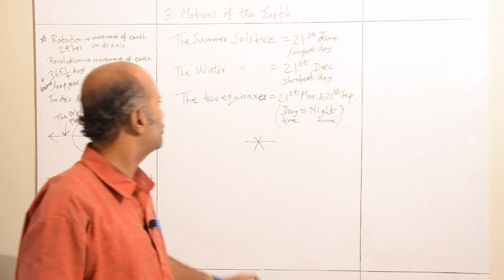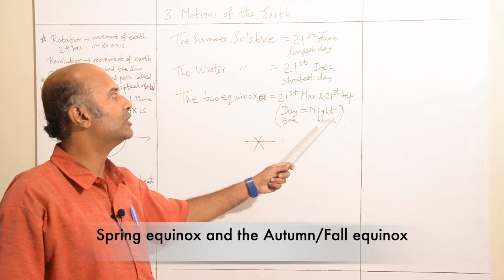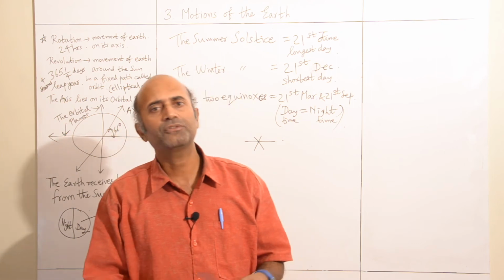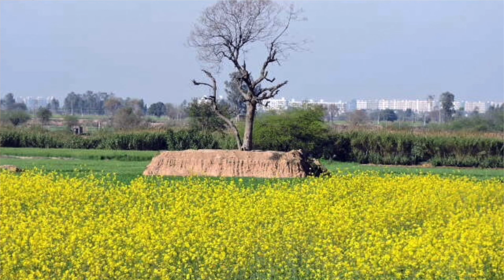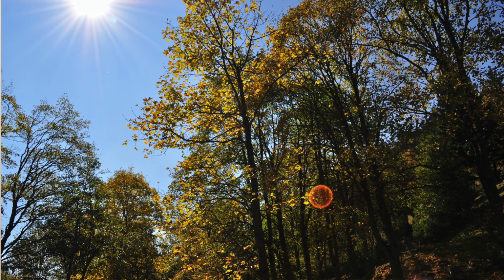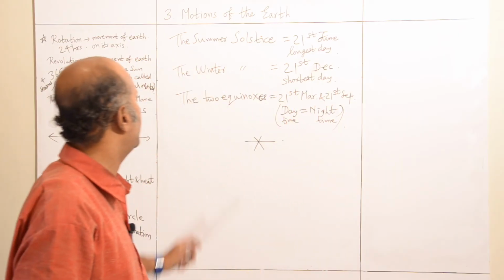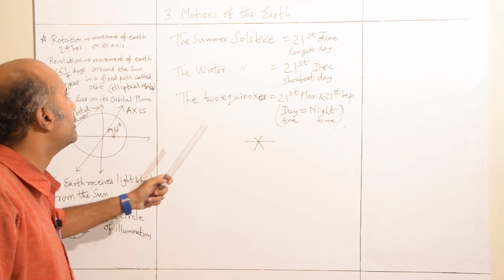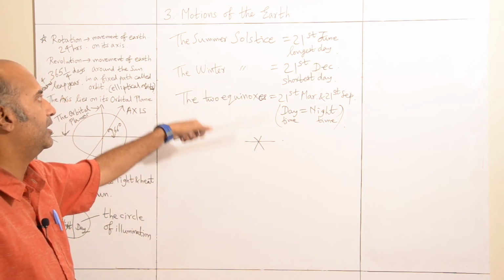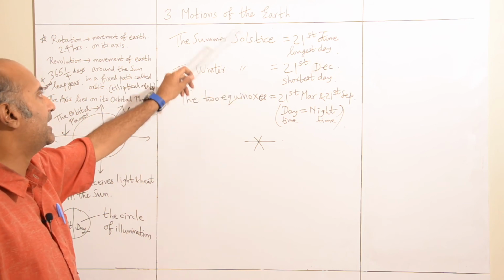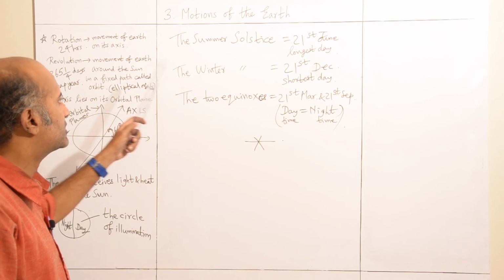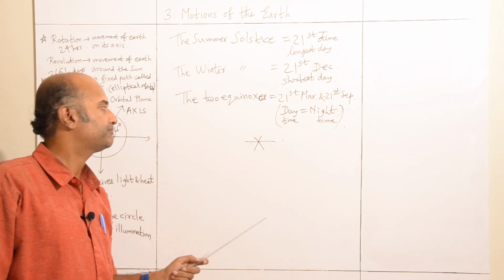Normally these are known as the spring equinox and the autumn equinox, also known as the fall equinox. One of the equinoxes comes during springtime and one comes during the autumn season, also known as the fall season. So these 4 days are very important every year: 21st June, 21st December, 21st March and 21st September. All of them are approximately on the 21st days of their respective months. So that's a little bit easier to remember.